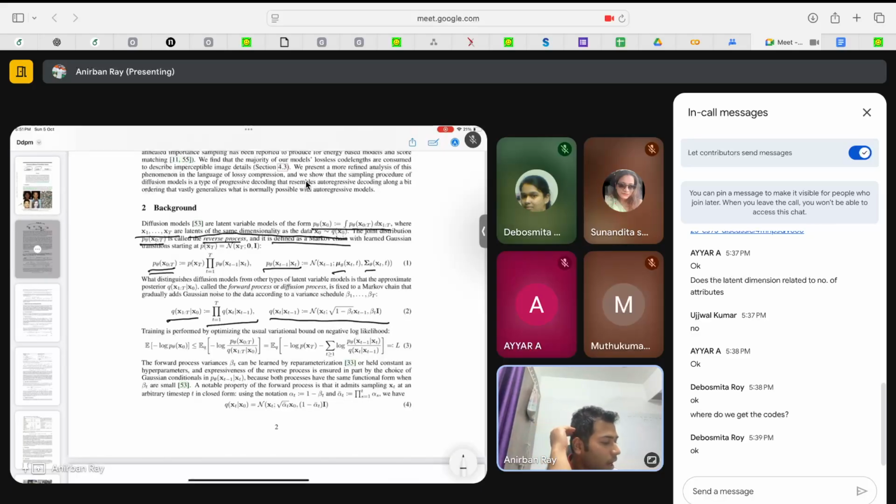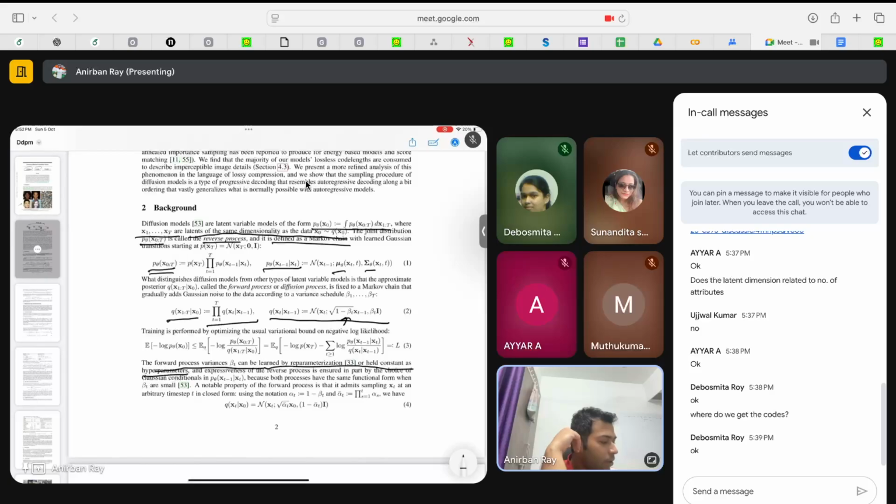The cool thing here is that in the noising step you don't need to learn anything. This beta is not something you need to learn here. This beta is already defined. Beta, the forward process variance beta t, can be learned by reparameterization or held as a constant hyperparameter. We have seen that if you hold it as a constant hyperparameter, it works well. So you don't need to learn it.